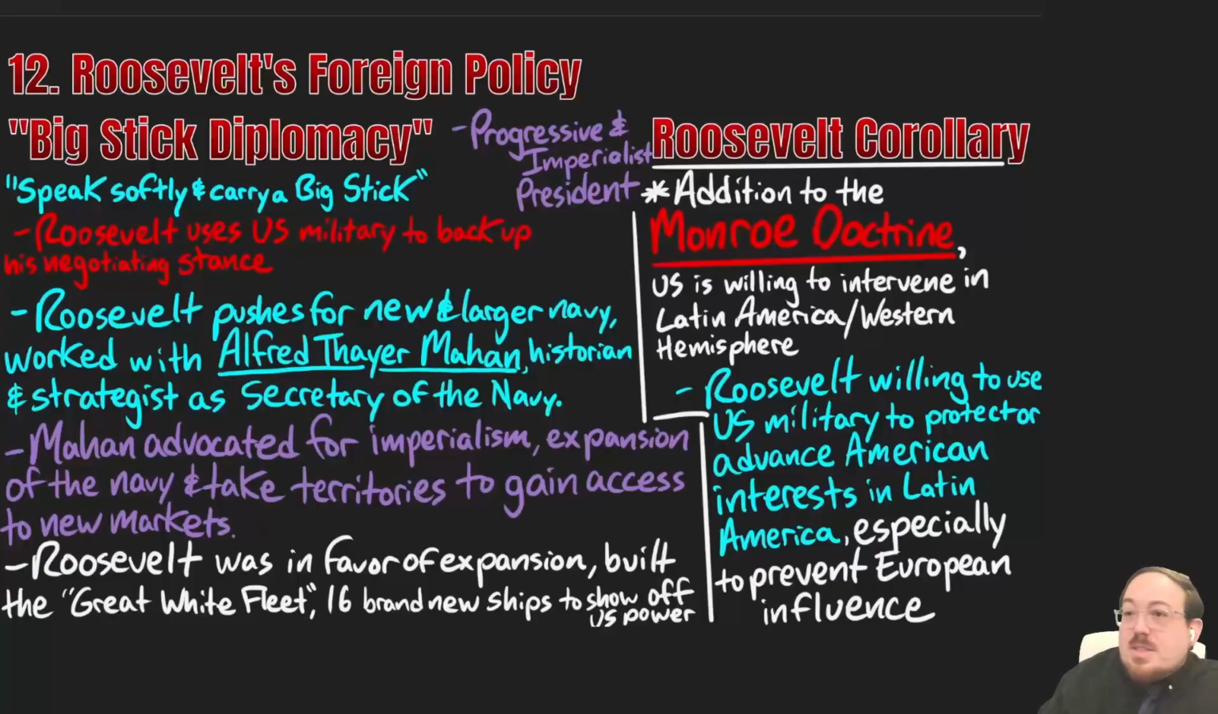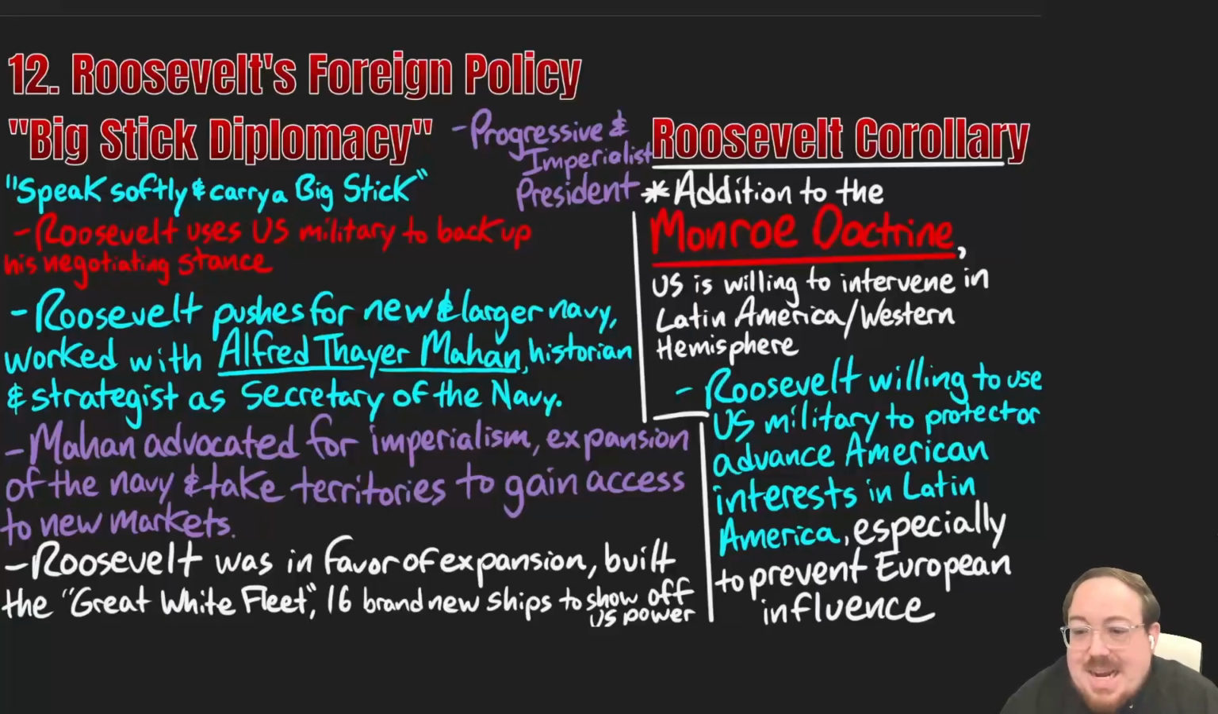And so Roosevelt will create what's known as the Great White Fleet, 16 brand new battleships that will travel around the world and basically show off American power. And even though we won't actually use them in a war, they do, again, look very impressive. And it will help push this idea that America is now a world power and we're now going to throw our weight around.